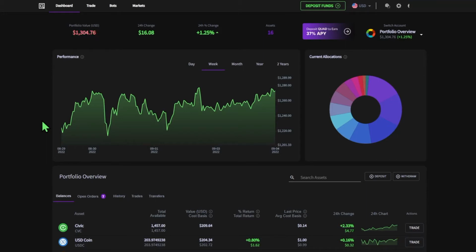Today's video will be diving into the DMAC strategy, commonly known as the dual moving average crossover strategy. This strategy buys when the short-term moving average crosses above the long-term moving average, and it sells when the defined exit condition is met, which we get to determine with this bot.